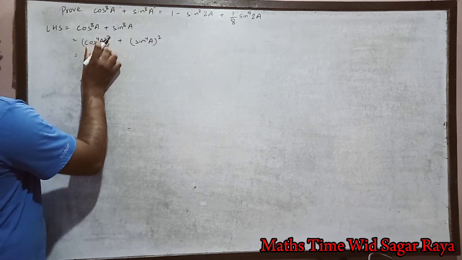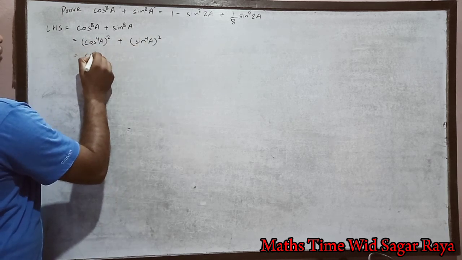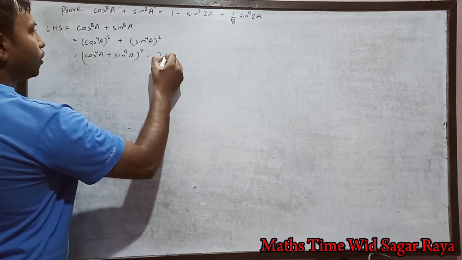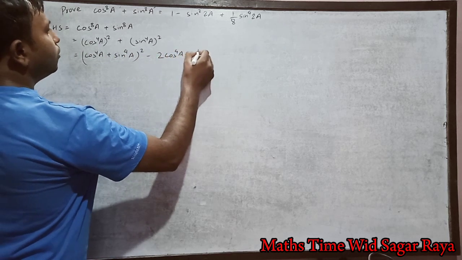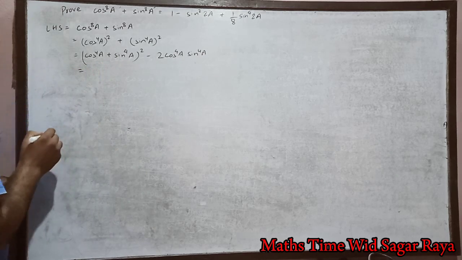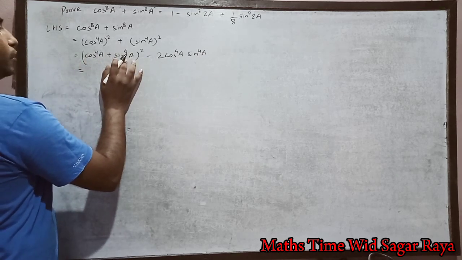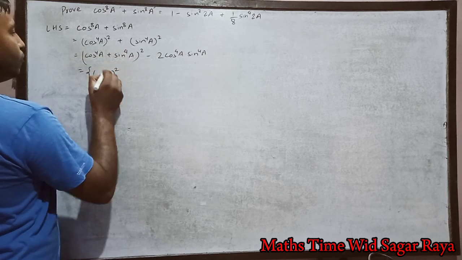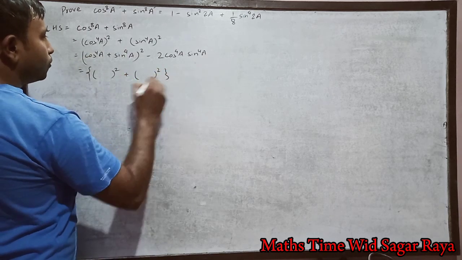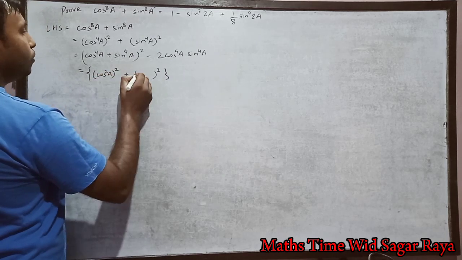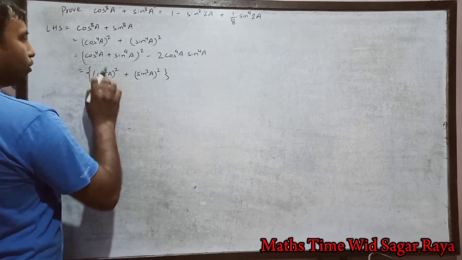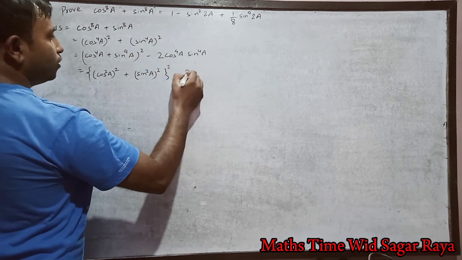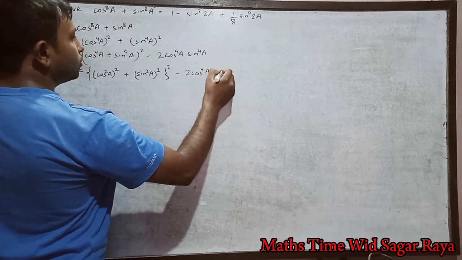Now what is the formula for a² + b²? It is (a + b)² − 2ab, so (cos⁴A + sin⁴A)² − 2cos⁴A·sin⁴A. Now let's break this cos⁴A + sin⁴A also. We can change it into the form of a² + b²: cos⁴A is (cos²A)² and sin⁴A is (sin²A)², with the whole square outside, minus 2cos⁴A·sin⁴A.